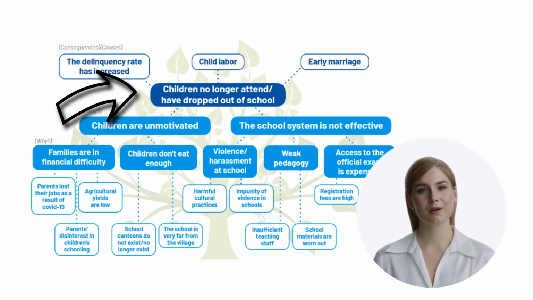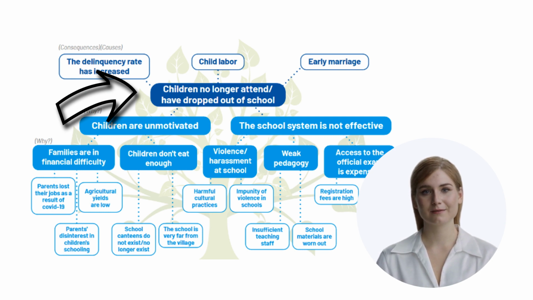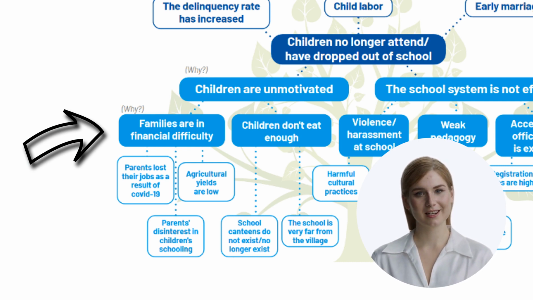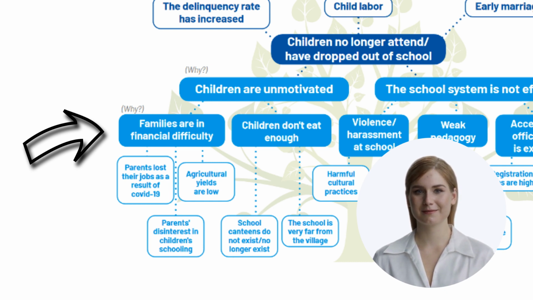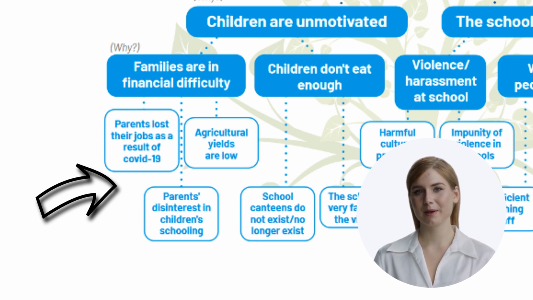When asked why children no longer attend school, we identify two causes. On the one hand, they are unmotivated, on the other, the school system is not effective. Once again, we take the first direct cause, children are unmotivated, and we ask ourselves why. We then identify two other concrete causes. On the one hand, families are in financial difficulty, and, on the other, children do not eat enough. A closer look at the reasons for the family's financial difficulties reveals that the parents have lost their jobs as a result of COVID-19 and agriculture yields are low, so parents are disinterested in their children's schooling.